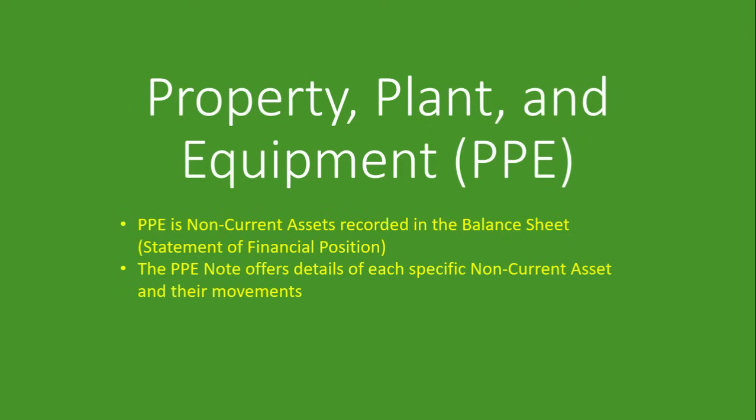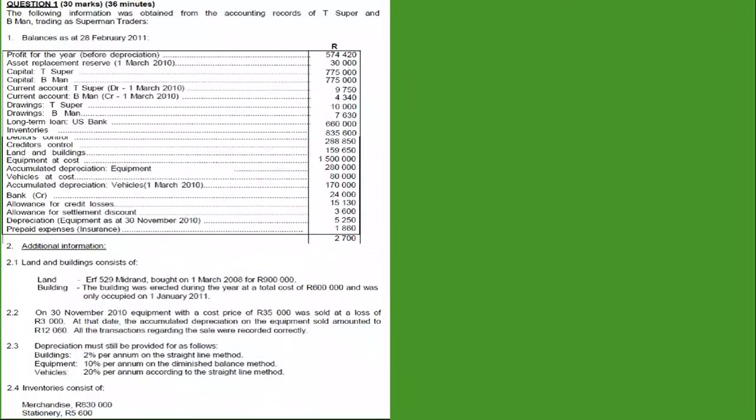So let's look at this example. We're given a question here and we're told that the following information was obtained from the accounting records of T Super and B-Man trading as Superman traders. And we're given balances as at 28 February 2011. So these are the balances here in the table. In this table, you can see that the figures have moved a bit down, but I'll be able to highlight as we go along.